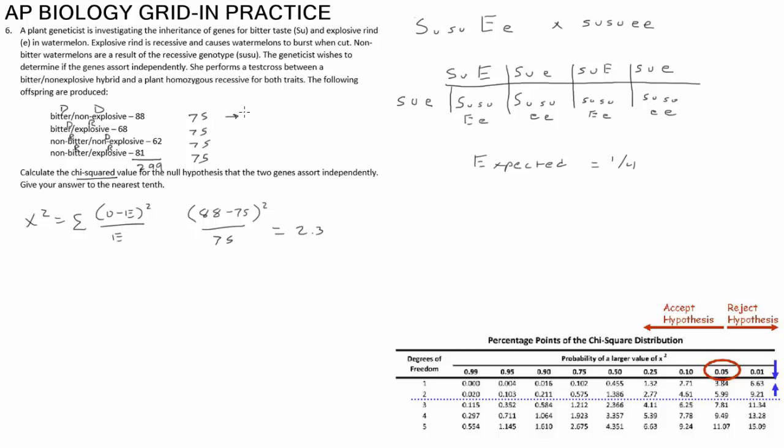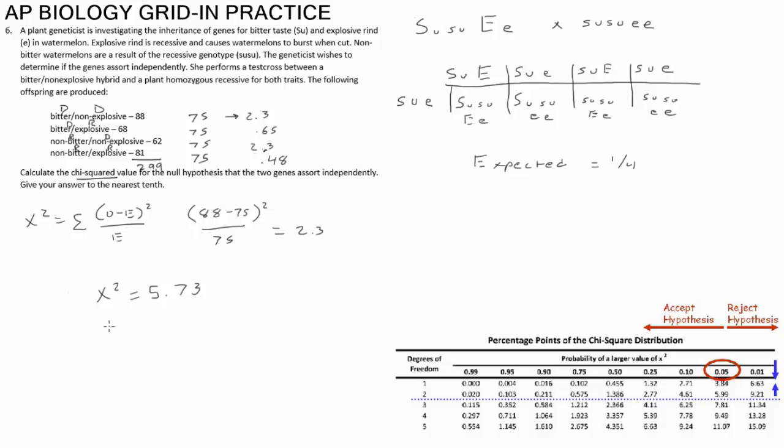When I do this for the others, I end up with the following values. I get 0.65 for the second one, I get 2.3 again for the third, and I end up with 0.48 for the last one. And chi-squared is a sum of those values, so I'm going to add those up, and when I do that, I get a chi-square value for this problem of 5.73.